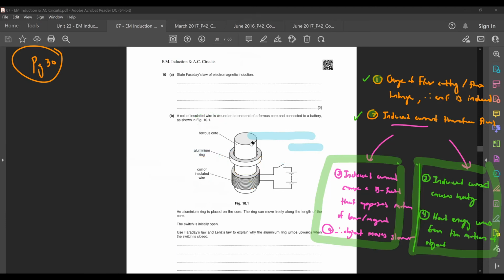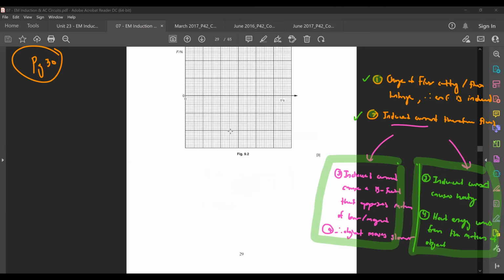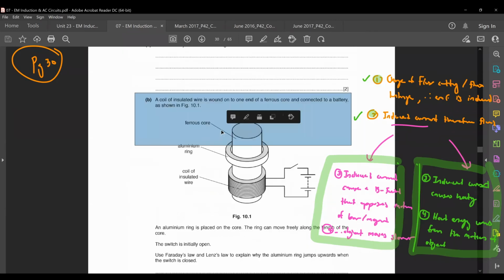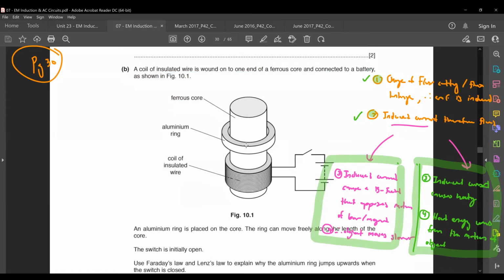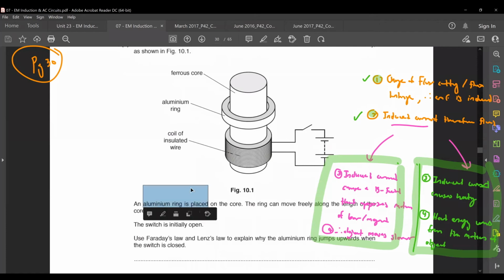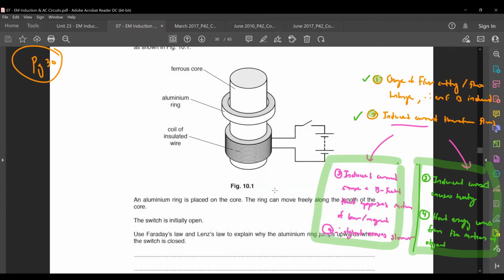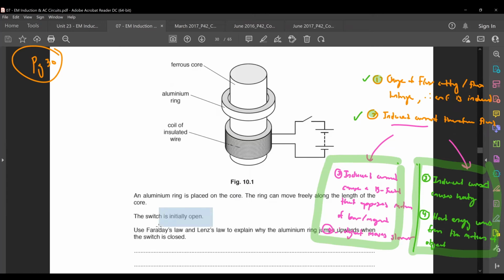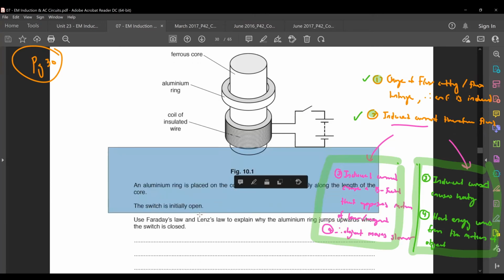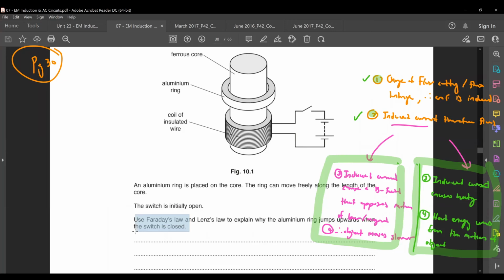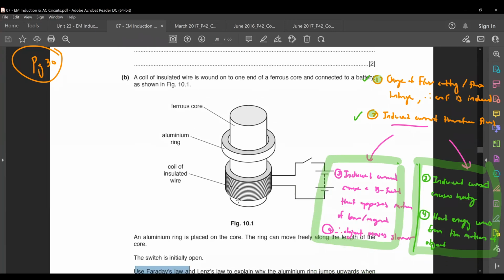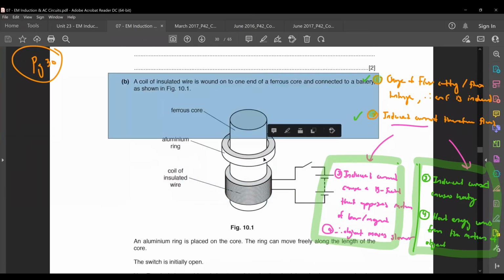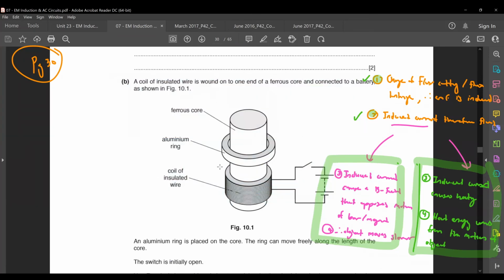They told you that a coil of insulated wire is wound to one end of a ferrous core and connected to a battery as shown. An aluminum ring is placed on the core. The ring can move freely along the length of the core. The switch is initially open. Then they ask you to use Faraday's law and Lenz's law to explain why the aluminum ring will jump outwards when the switch is closed. So this one is also something about state and explain.